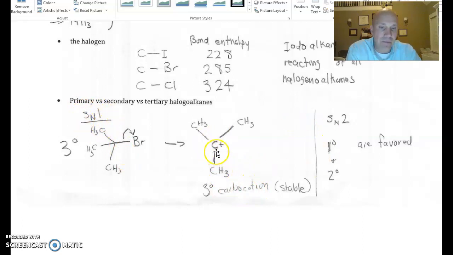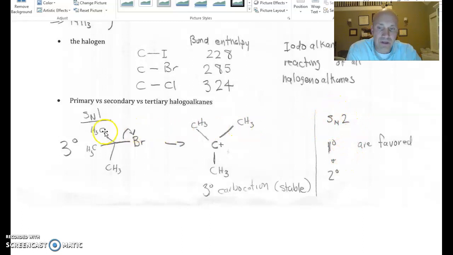If this right here is a hydrogen, you would get either SN1 or SN2. When you've got 2 carbons directly attached, either mechanism can go. But if both of these right here were hydrogens, or if all 3 of these right here were hydrogens, that would definitely favor the SN2 mechanism.